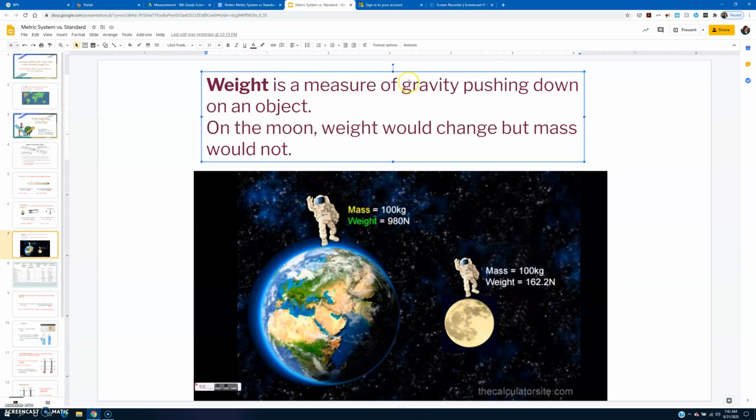So weight is a measure of gravity pushing down on an object. When I talk about my weight on Earth, when I say how much do you weigh, I'm referring to the gravity affecting your body. If I went to Jupiter, I would not weigh the same. If we're talking about weight in metric, that's newtons, and you'll talk about that when you get to physics class, probably in high school. So we're not going to talk about that too much here.